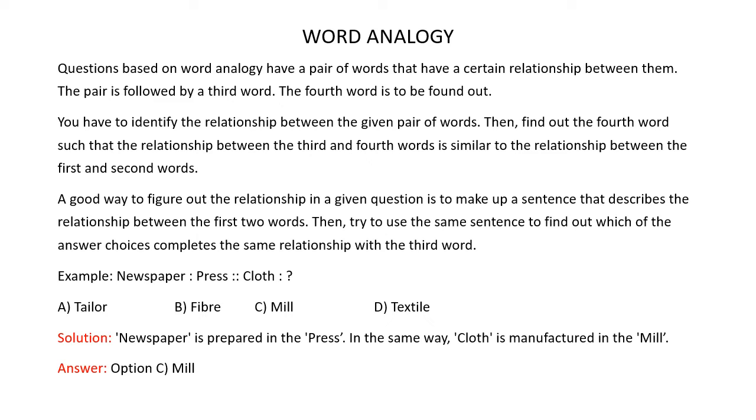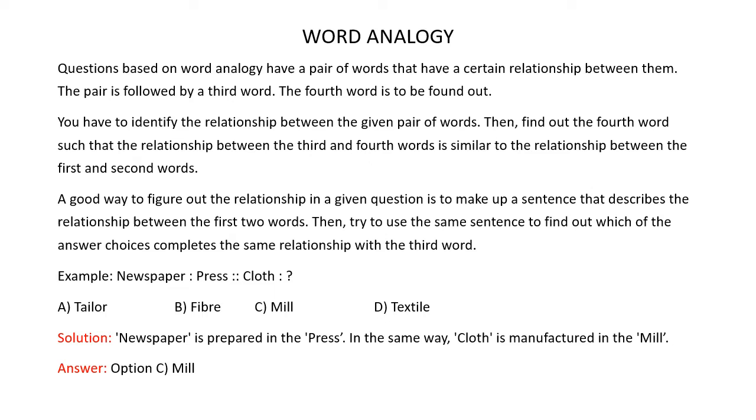To find the fourth word, first you have to identify the relationship between the given pair of words. Then find out the fourth word such that the relationship between the third and fourth words is similar to the relationship between the first and second words. A good way to figure out the relationship in a given question is to make up a sentence that describes the relationship between the first two words. Then try to use the same sentence to find out which of the answer choices completes the same relationship with the third word.